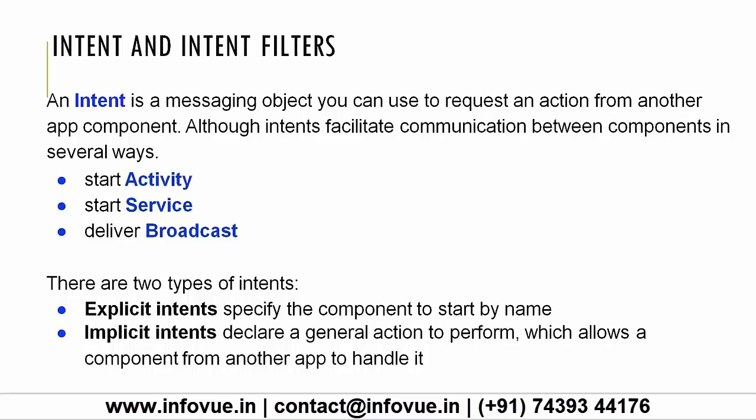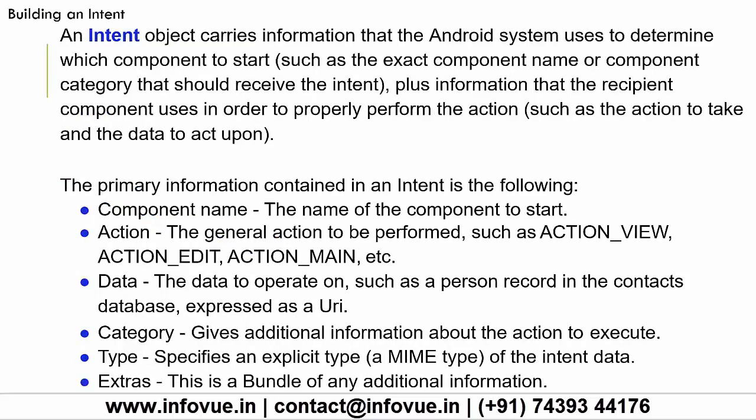Intents are of two types: explicit intents and implicit intents. Explicit intents specify the component to start by name, and implicit intents declare a general action to perform, which allows a component from another app to handle it. An intent object carries information that the Android system uses to determine which component to start, such as the exact component name or component category that should receive the intent, plus information that the recipient component uses in order to properly perform actions, such as the action to take and the data to act upon.